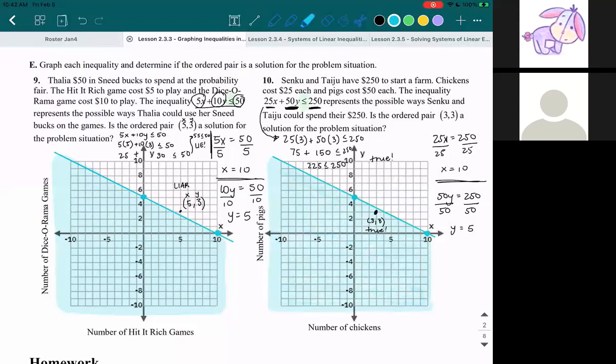Here you go. Okay. So we shaded in (3, 3) because (3, 3) is part of our solution because it told the truth. So if when you plug it in, it tells the truth, it is part of the solution. If when you plug it in and it tells a lie, like in number 9, it's a liar, then that's not part of the solution. Okay? Truth, part of solution. Liar, not part of solution.